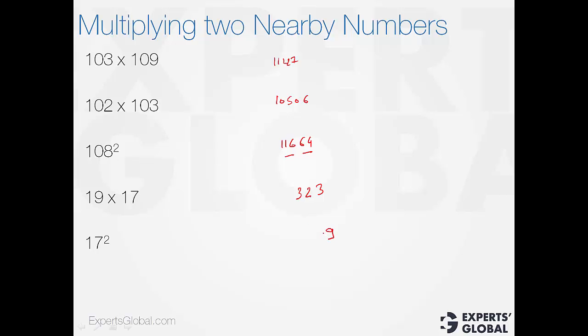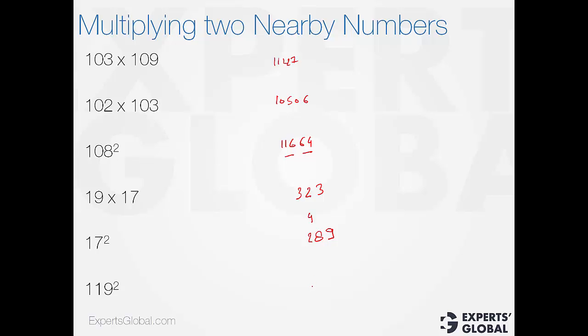You must remember squares ideally until 30. I would say that people preparing for competitive exams should remember these values. Anyway, 7 square is 49, so 4 carry. 17 plus 7, 24 plus 4 carry becomes 28. So 17 square is 289.